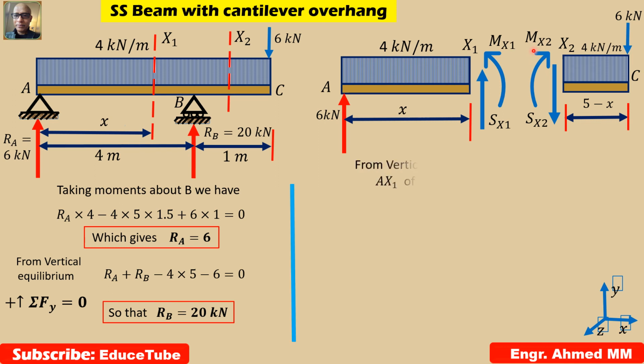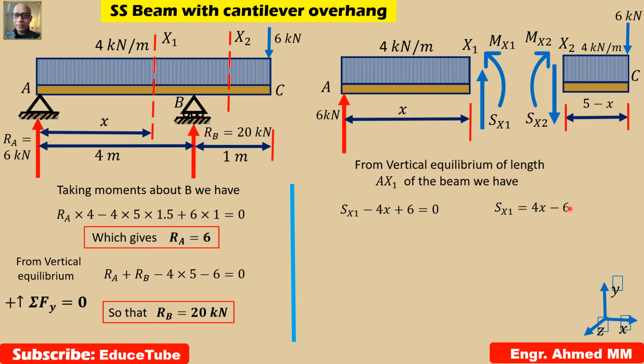Now I have to look at AX1 of this beam. We have to use vertical equilibrium, which means summation of vertical forces equal to 0, summation of Fy equal to 0. So what comes? Sx1 minus 4x plus 6. If you look at this, it's very clear: Sx1 minus 4 into x plus this 6. So it is very easy to understand. Now easily we can write Sx1 equal to 4x minus 6.